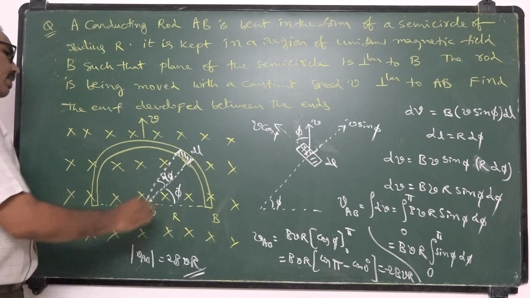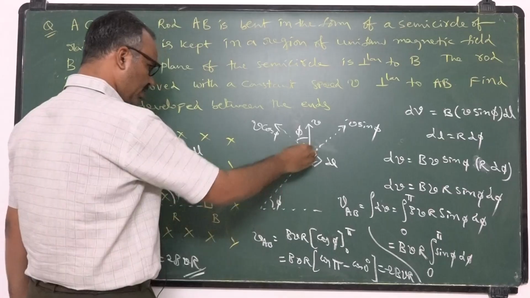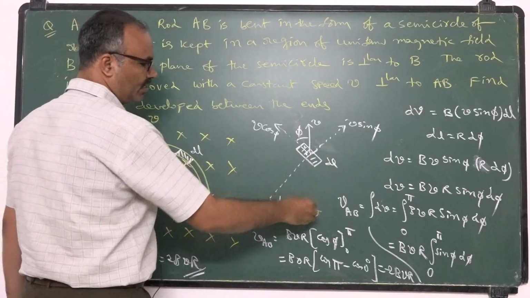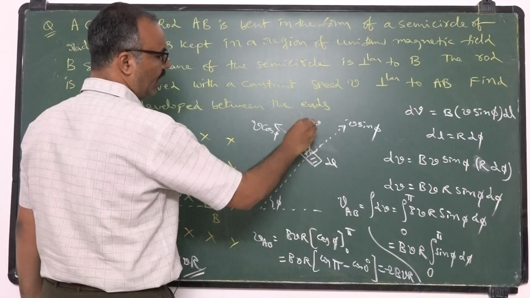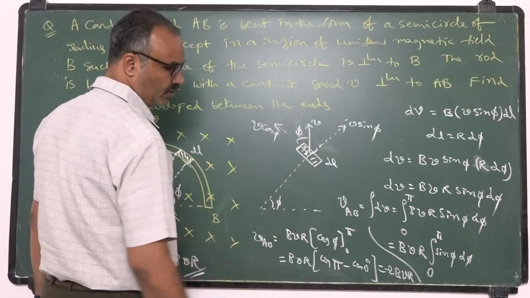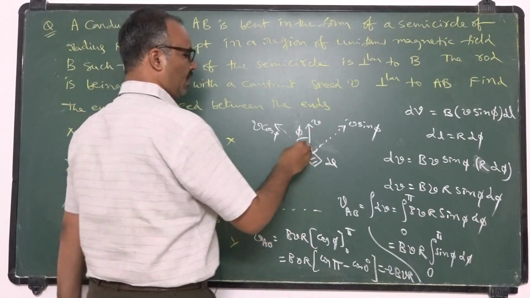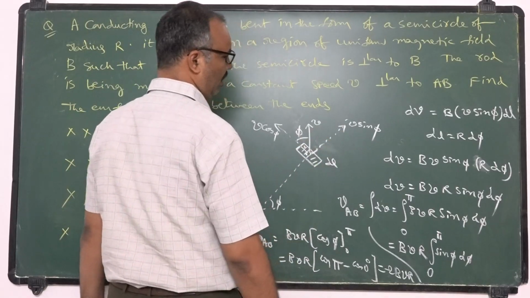What I did is, I took a small element here. That element I considered separately. This element is making an angle phi with horizontal. So based on this, I resolved this V into two components. The component parallel to the length will not provide any motional EMF. The component perpendicular to the length only provides the motional EMF.